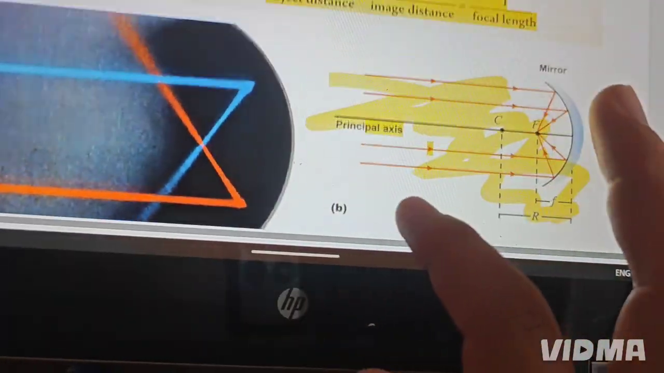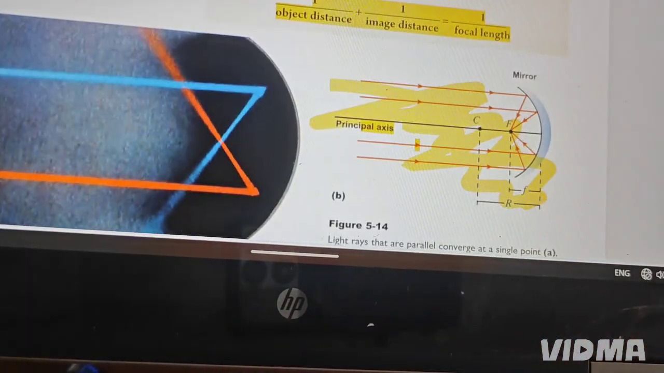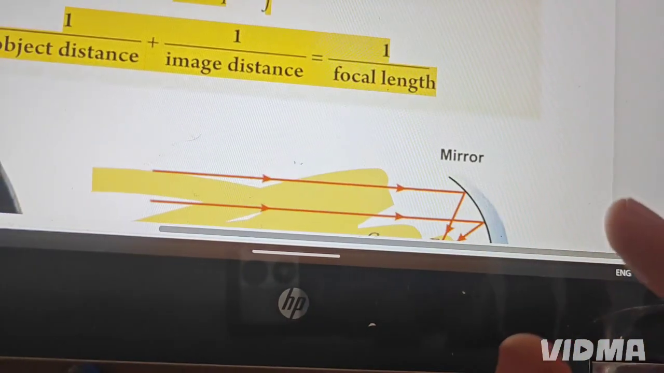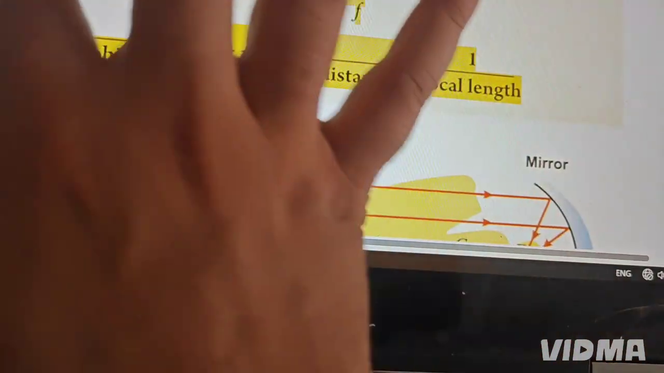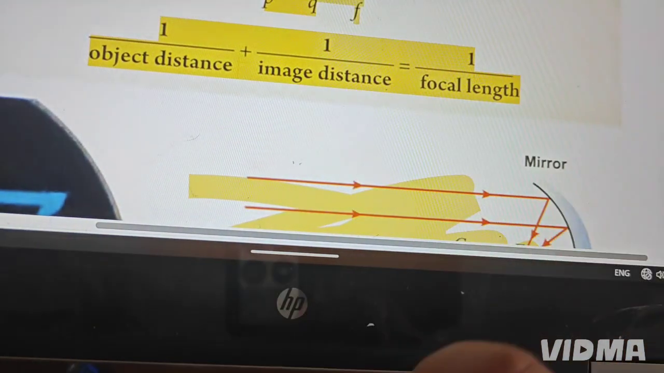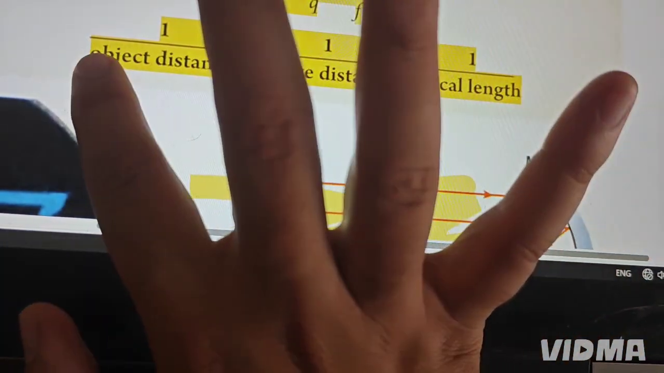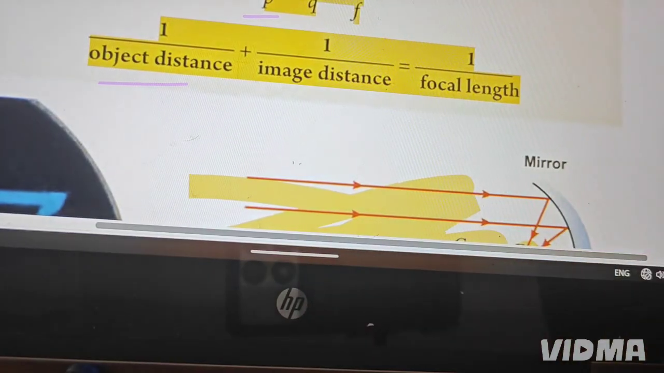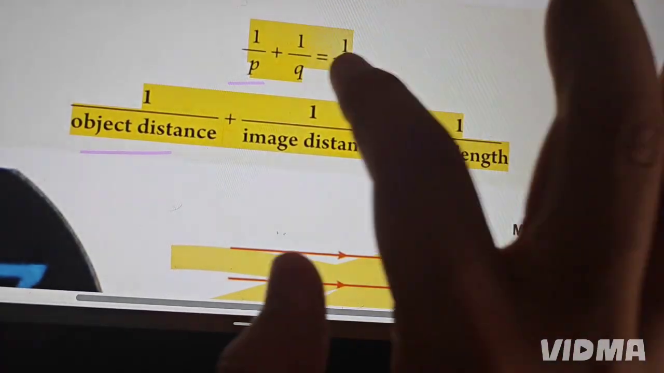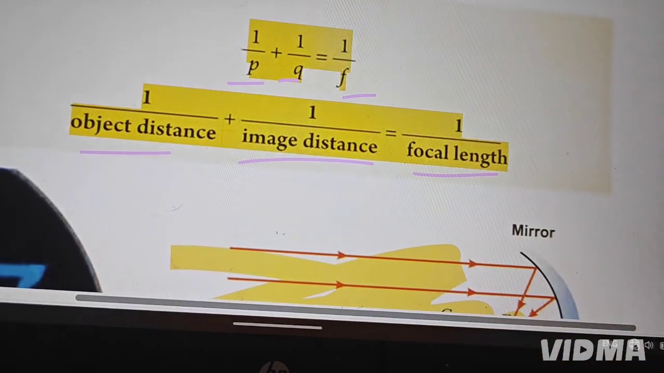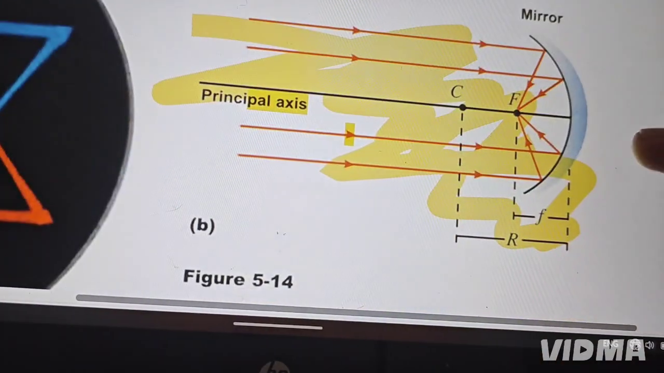So in here, students, we have one of the important topics, which is called the mirror equation. This rule is really important to solve examples. Mirror equation: 1 over p plus 1 over q equals 1 over f. P is the object distance, q is the image distance, f is the focal length. Let me tell you in here what is the meaning of all of them.